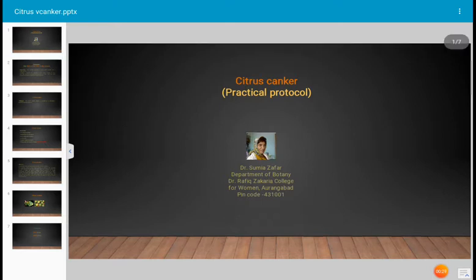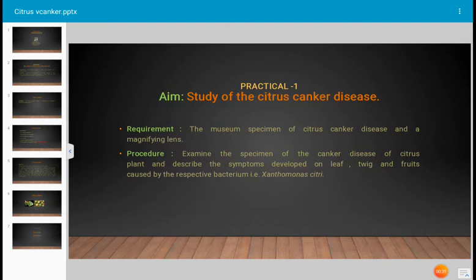Let us see what is the requirement for the practical purpose of citrus canker disease. We require only a medium specimen of citrus canker and a magnifying lens. Actually, this disease is visible. We can see the symptoms on the leaf and on any other part of the lemon plant which are visible, and we can use the lens for more clear observation.